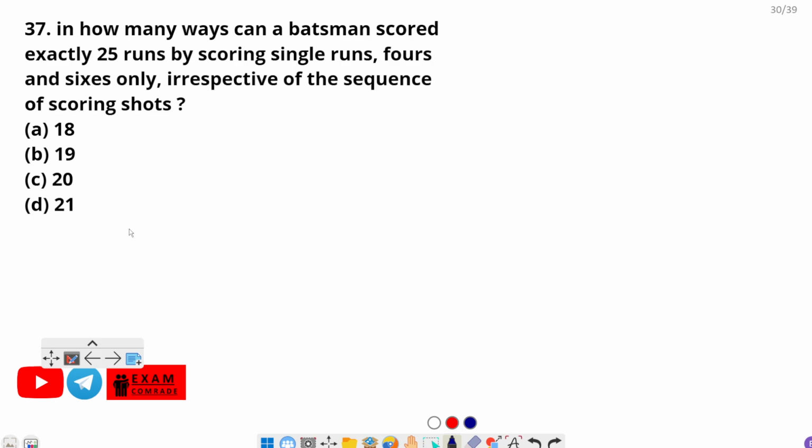Next question is, how many ways can a batsman score exactly 25 runs? We can write total number of runs is equal to x plus 4y plus 6z. X is the number of singles, y is the number of boundaries, and z is the number of sixes. As z has the highest value, we'll start with z.